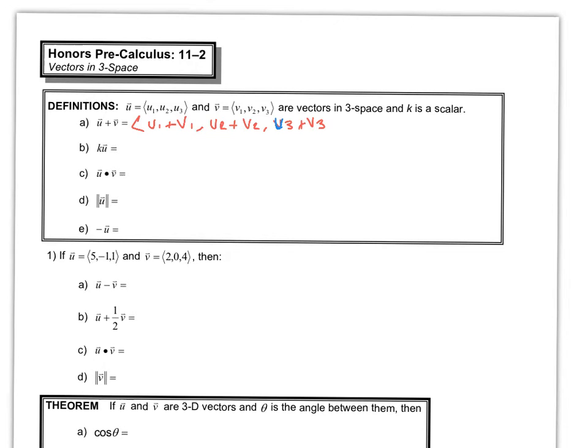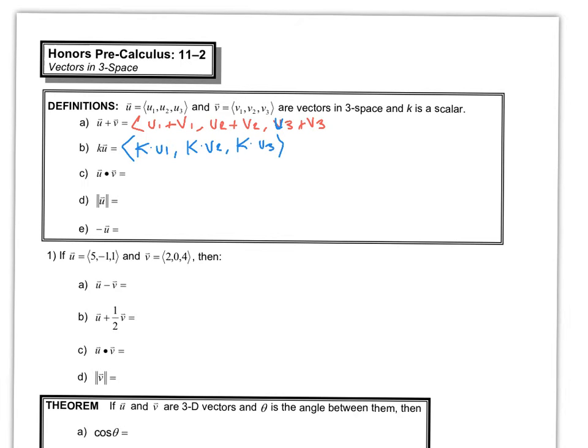Okay. K times vector u. That's just a scalar on vector u. So all I would be doing is applying that scalar k to each of the three components. So it would be k times u1, comma, k times u2, comma, k times u3. So very simple and straightforward.